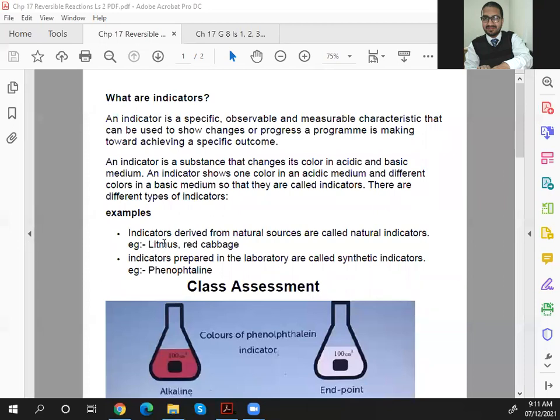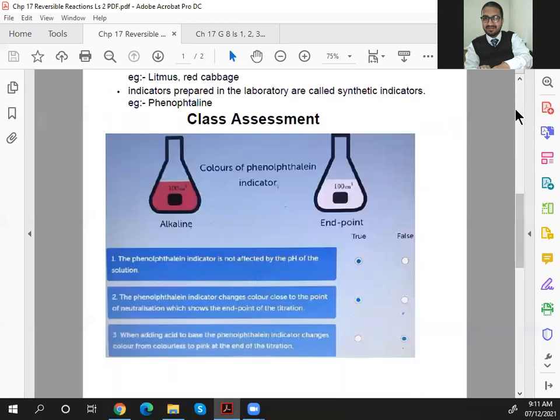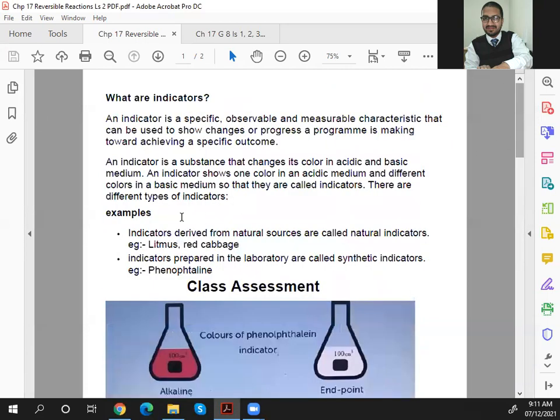Okay. Now let's see a couple of examples of indicators. Indicators derived from natural sources are called natural indicators. You can say litmus, red cabbage. These are the natural sources of indicator.